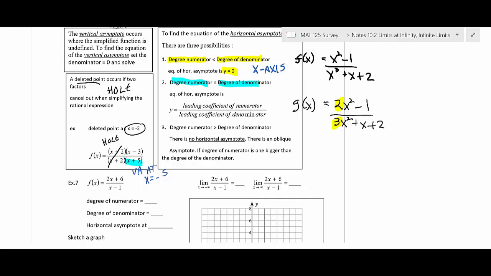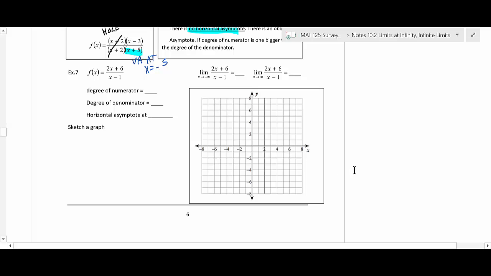And then the last thing that can happen is if the degree of the numerator is bigger than the degree of the denominator, then we don't have a horizontal asymptote. That's the idea. So what this deals with in calculus is how things are behaving at infinity. Let's go through some specifics here and see if this makes sense to you. This is also stuff that's in the curriculum in finite math or college algebra.